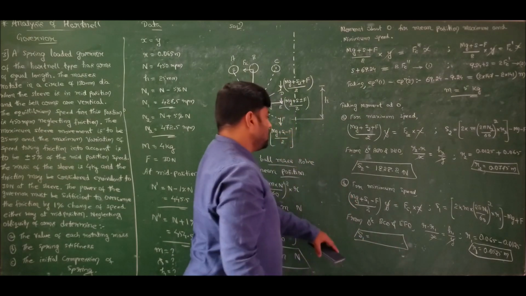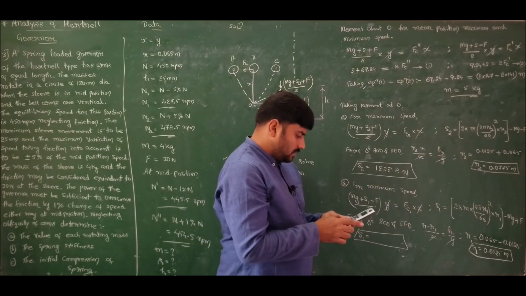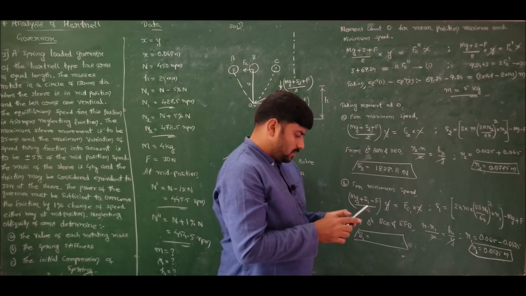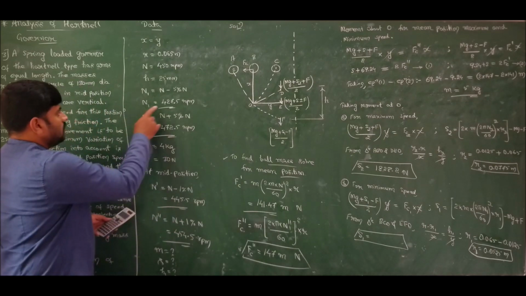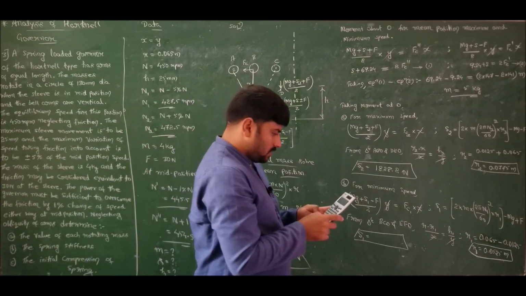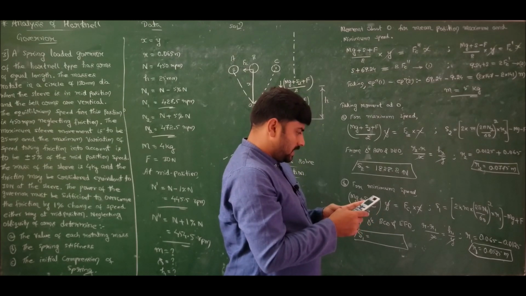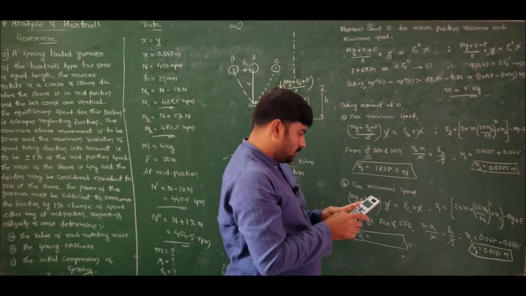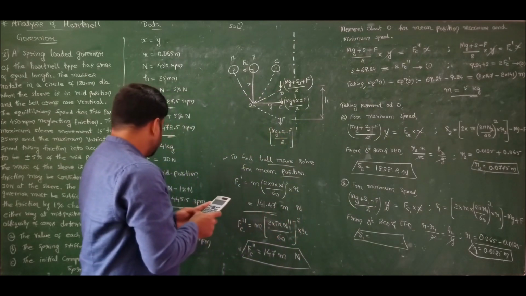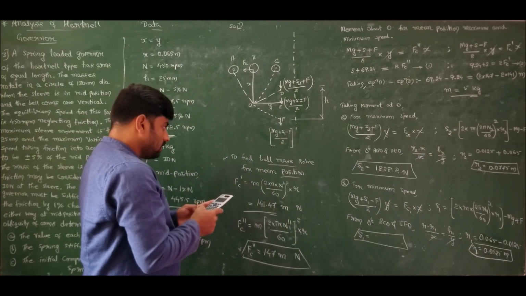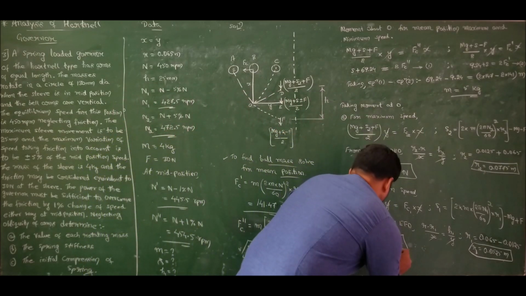So the force exerted by the spring at minimum speed, S1, solve this equation. 2 into 5 kg into 2 into pi into N1. How much is N1? 427.5 by 60 whole square into R1. R1 is 0.0525. This answer minus mg. Capital M is 4 kg into 9.81 plus 30, which is 1043 newtons.